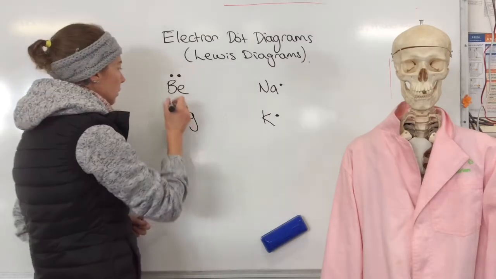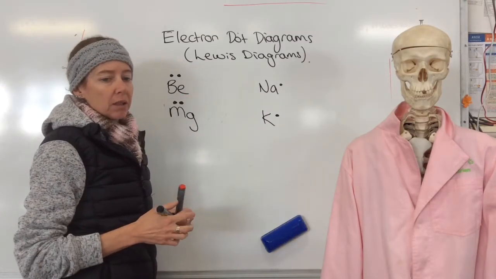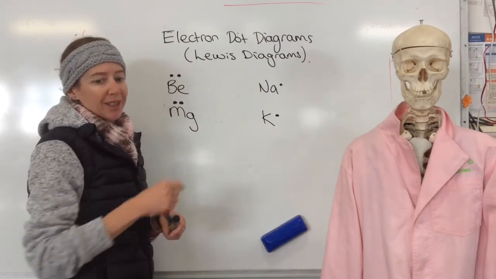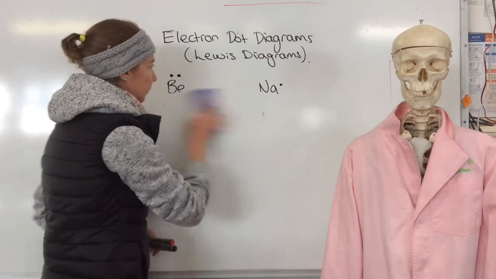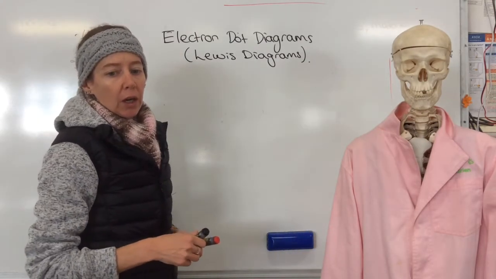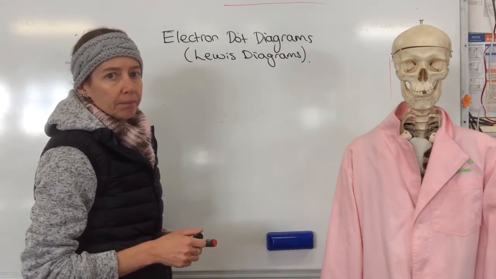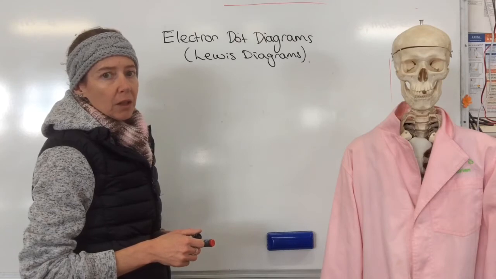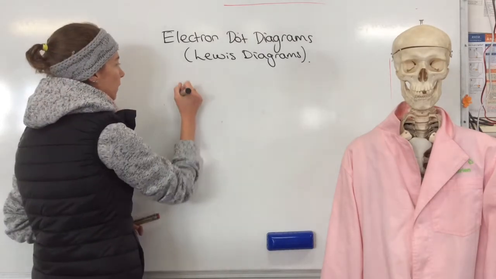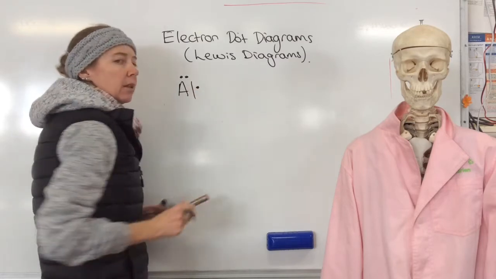2,8,2. So elements in the same group are actually going to have the same electron dot diagram, different symbol of course. Try a couple of others. Let's go aluminium. So aluminium is 13. So it's going to go 2,8,3. Aluminium.